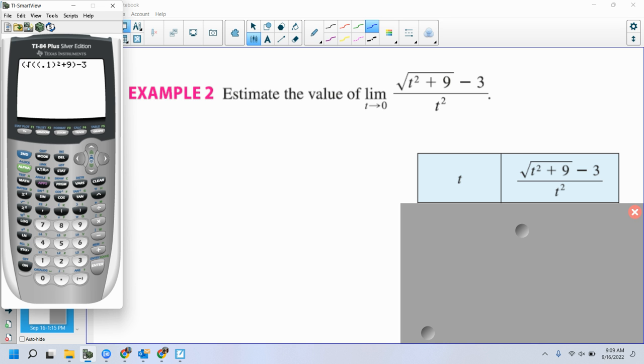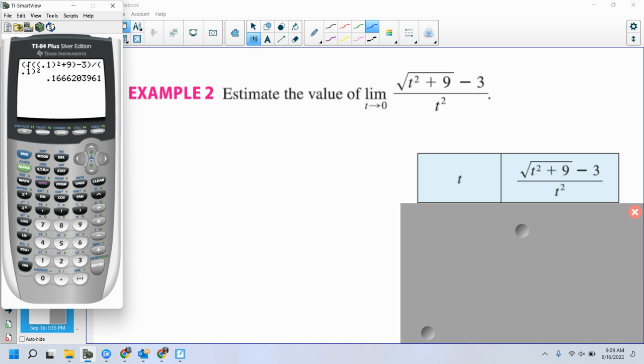I missed a parentheses. I've got to put this whole top chunk in parentheses, right? The square root of t squared plus 9 end cap minus 3, divided by, and then I'll just put this in parentheses for good measure, 0.1 squared. Okay, ready?